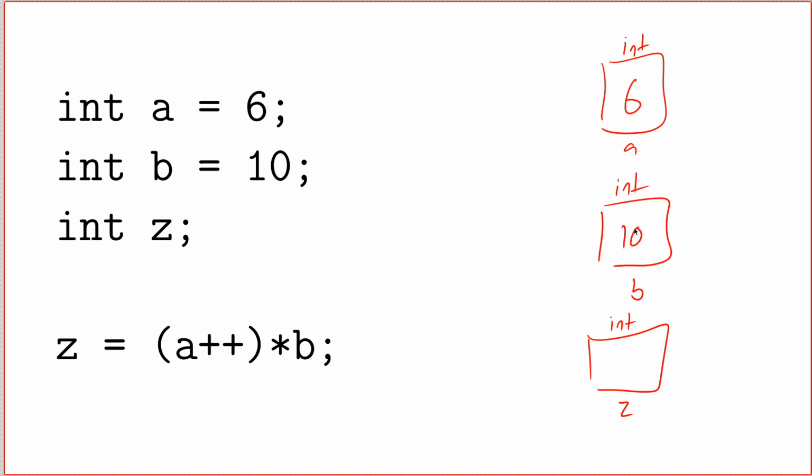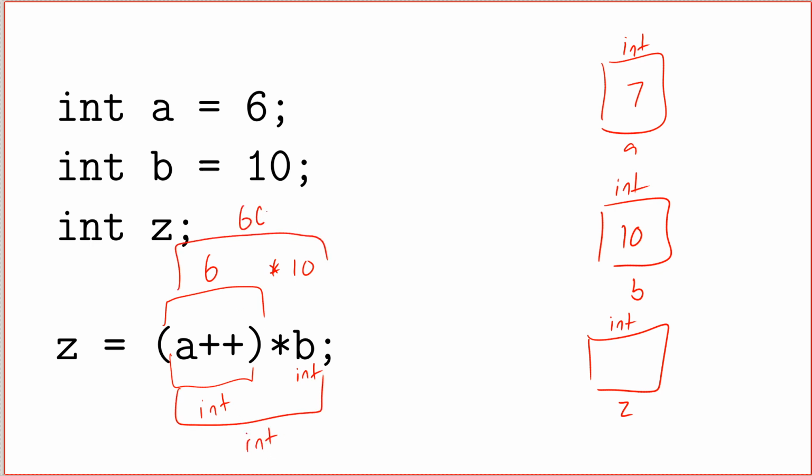Let's evaluate this. So A++. This expression evaluates to the type of A, okay, so that's int, and it has the effect of incrementing A, and the value it sends out is the old value of A, so the current value of 6, and then we remember to increment A. So now it's 7. Okay, and the value of B here is 10, and its type is also int, and so we have int times int, that's int, and the result that goes into Z is 6 times 10, or 60, and there we have it.